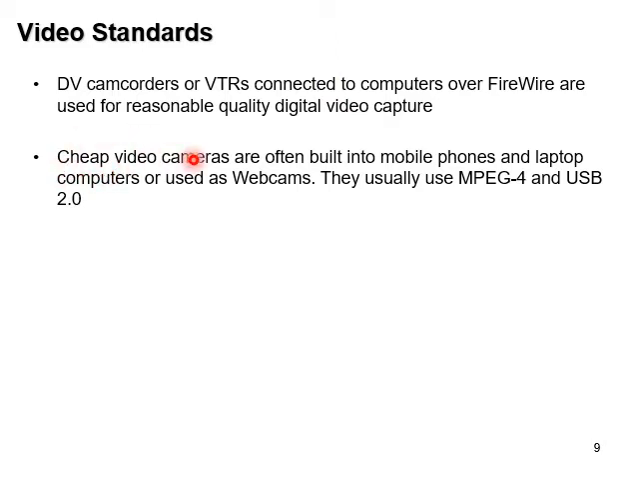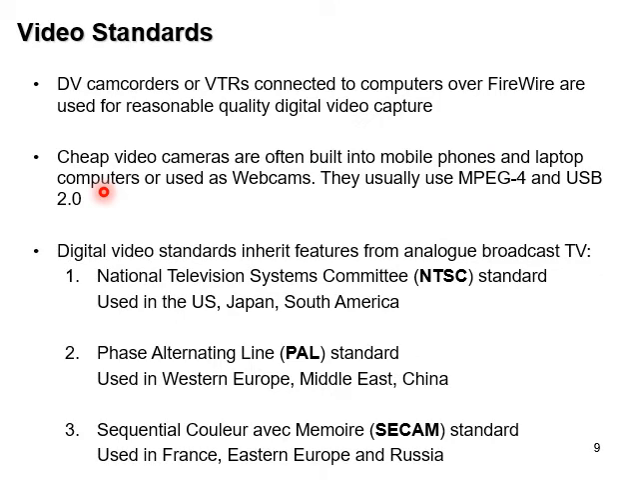However, cheap video cameras are often built into mobile phones and laptop computers or used as webcams. So these cheaper video cameras mostly, for example if you're dealing with a mobile phone, the storage is limited. In that case, you have to use some sort of compression. So they use what's called MPEG-4 as a compression technique, which we'll talk about in the compression topic later on in the course. And USB 2 for connection.